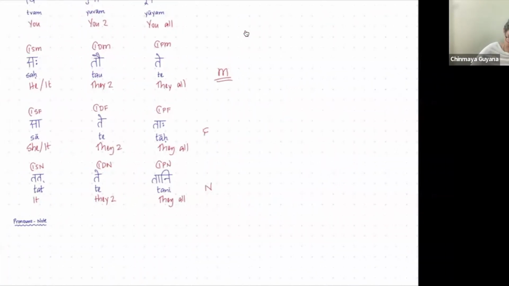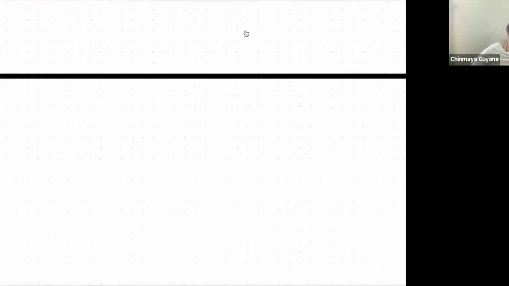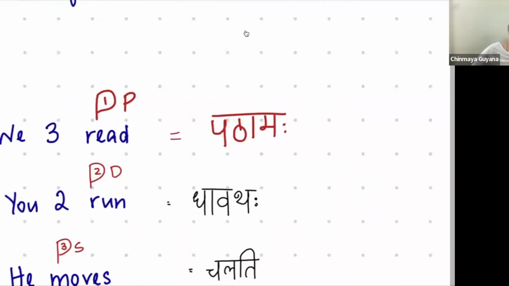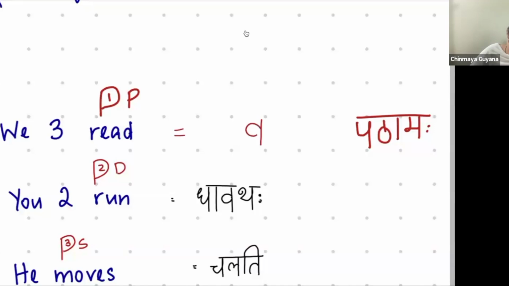Now, your homework is going to be to take these subject pronouns, and in all the 24 sentences, phrases that we had done, you're going to add the respective pronoun. So, for example, Pathamaha. Pathamaha, we three read. So your homework answer for today is going to be, you're going to check what is we three. You're going to see that it is vayam, and you're going to write it. All subjects in these phrases are going to be replaced. You're going to add the pronoun to all these phrases.